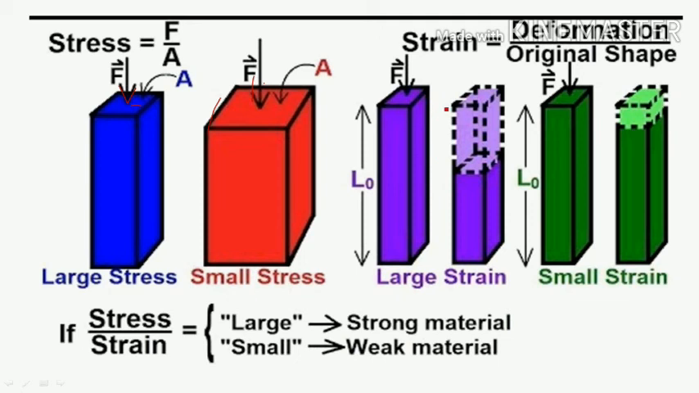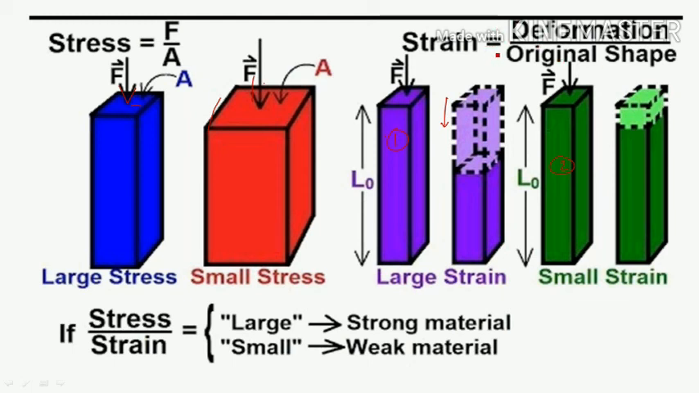Okay, similarly strain. So what is the formula? Strain is deformation by original shape. Now I am taking two bodies. This is the first body and this is the second body. Both are having the same length L0. The same force F I am applying in both cases. Because of this compressive force, the length is decreasing. So here the change in length is very high, here the change in length is very less. Actually the formula is delta L by L.